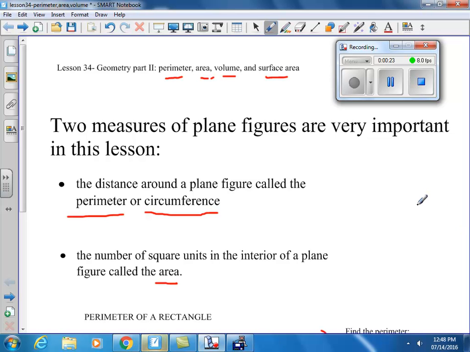Two measures of plane figures that are very, very important as you're heading up through that math ladder, like I said, climbing that math ladder, is the distance around a plane figure, called the perimeter or the circumference, and the area of the plane figure. So the number of square units in the interior of a plane figure is called the area. So we'll be having a heavy focus on perimeter and area, and then we'll soon look at volume as well.